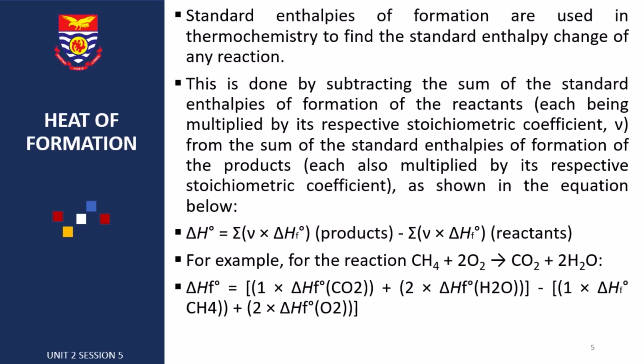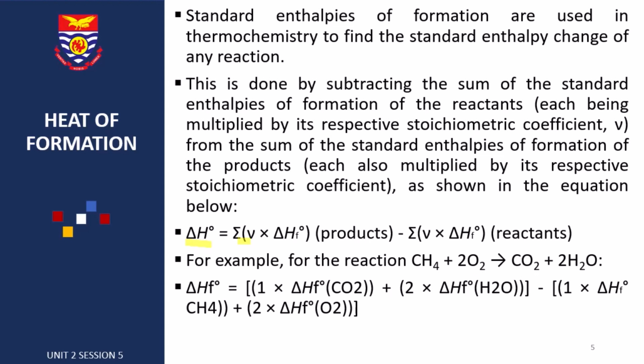Standard enthalpies of formation are used in thermochemistry to find the standard enthalpy change of any reaction. This is done by subtracting the sum of the standard enthalpies of formation of the reactants, each multiplied by its respective stoichiometric coefficient, from the sum of the standard enthalpies of formation of the products, each also multiplied by its respective stoichiometric coefficient. This is shown in this particular equation. We have the stoichiometric coefficient multiplied by the standard enthalpy of formation, and remember, this means summation of. So we look at the products minus the reactants.